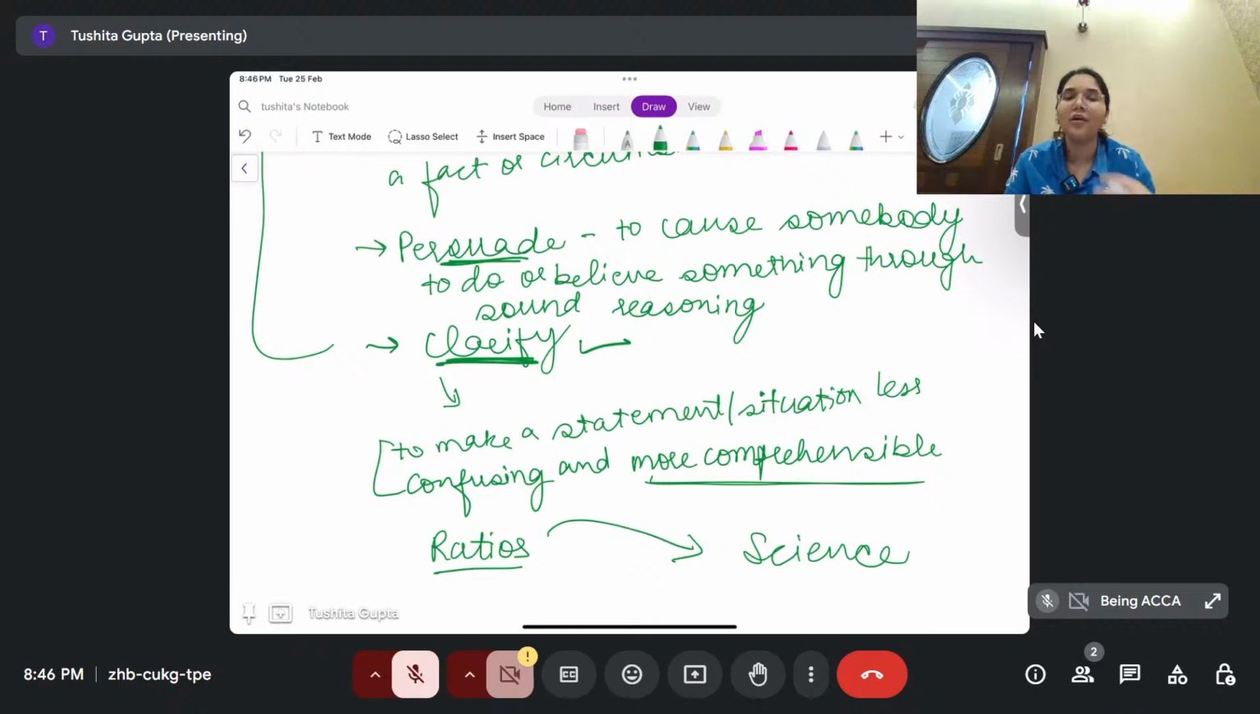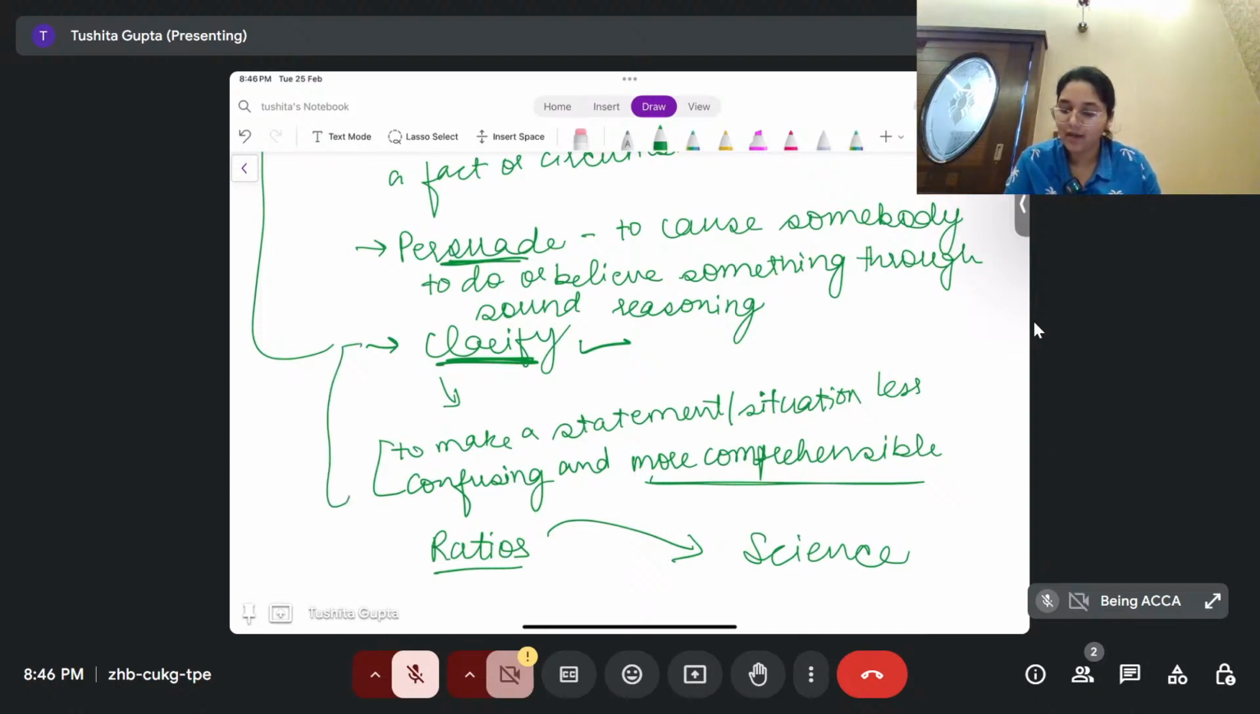So this is how you have clarified the ratio to the person who was earlier confused, who could not understand what it meant. But now, because you have communicated in a clarifying manner, that person is able to understand that okay, this is the thing which is happening. So this is the verb clarify.